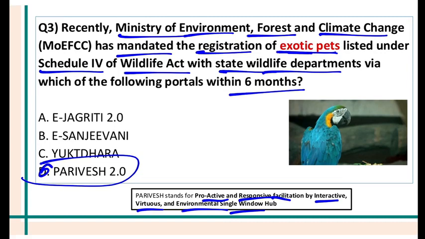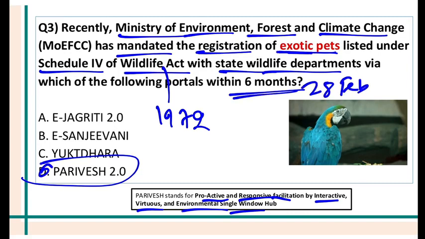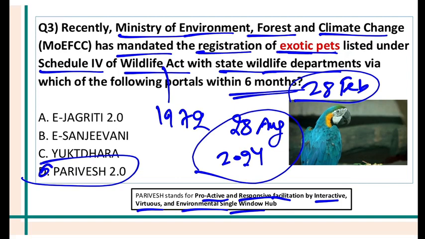The Ministry of Environment, Forest and Climate Change issued this notification. Every person who is in possession of any living specimen of species listed in Schedule 4 of the Wildlife Act of 1972 is required to report the details of such animals through the Parivesh 2 portal. This notification was issued on 28th of February. That time also I had taught about this mandate by the Ministry of Environment. I am teaching it now because the 6 months are getting over soon, on 28th of August. This was the 6-month period.